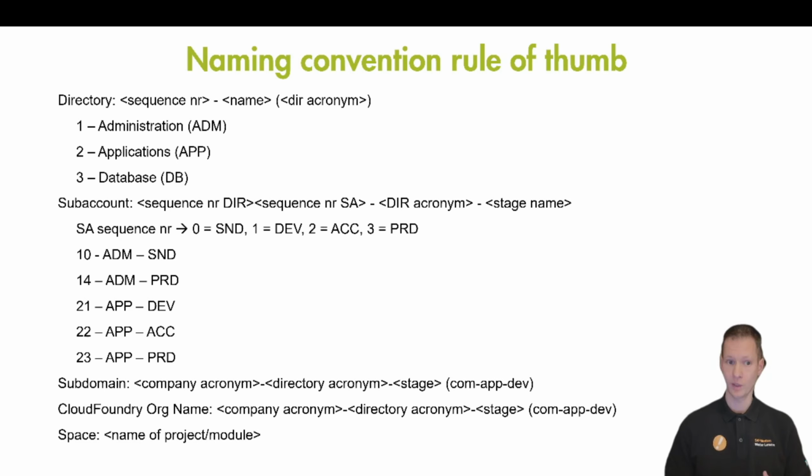First, let's start with the directory. For a directory, we always start with a sequence number followed by the name and at the end also the acronym of that name between brackets. With this you have the full name, a sequence number and an acronym. The acronym will later on be used in the name of the subaccount, so you always know which subaccount is linked to which directory.